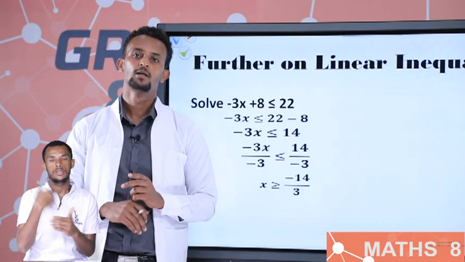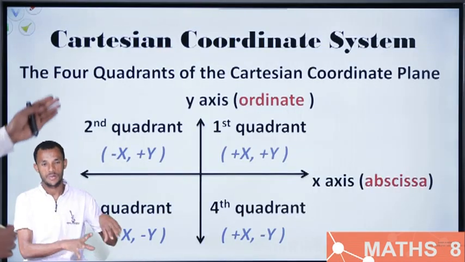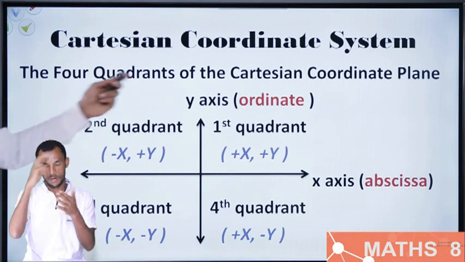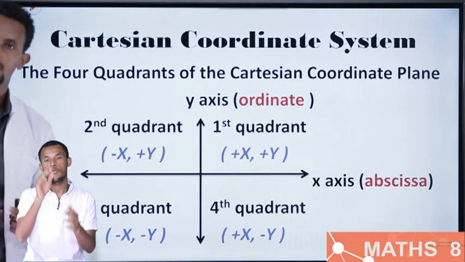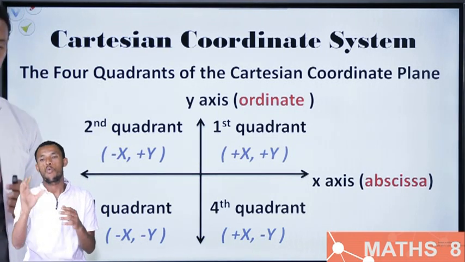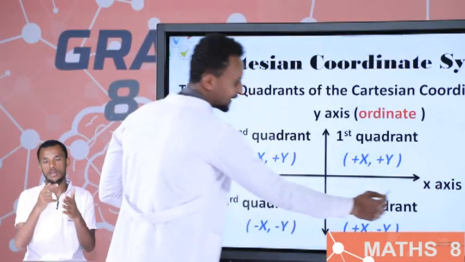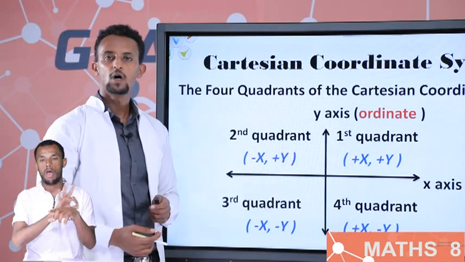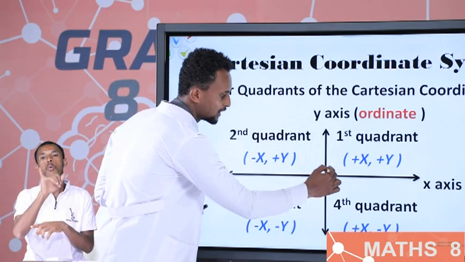The next thing is the Cartesian coordinate system. Okay, students, when we come to discuss the Cartesian coordinate system, let's first discuss the 4 quadrants of the Cartesian coordinate plane. In the Cartesian coordinate plane, the horizontal line is the x-axis and the vertical line is the y-axis. These two lines are perpendicular.